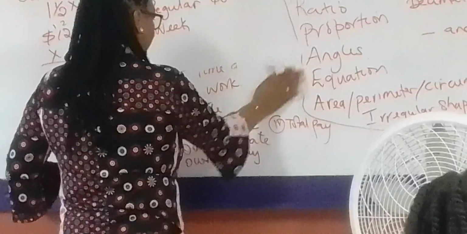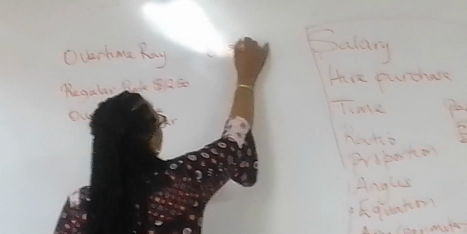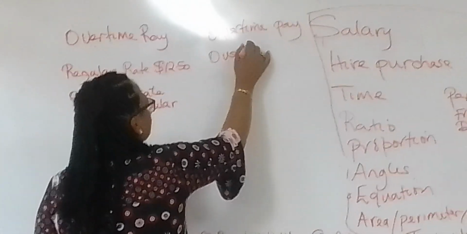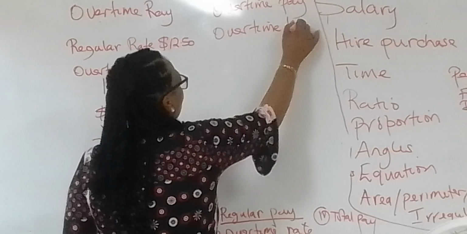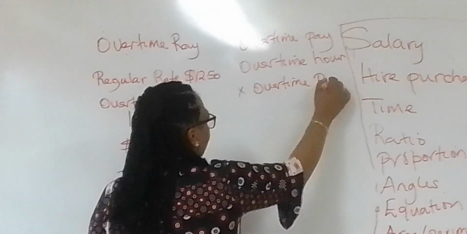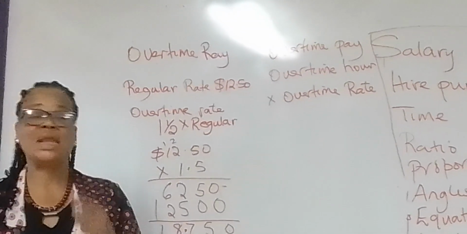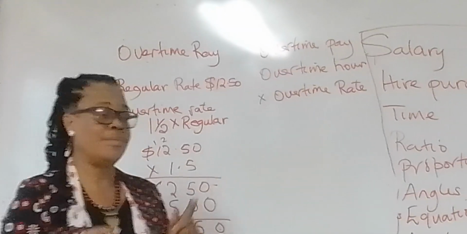Now I'm going to work out his overtime pay. Now, how am I going to get overtime pay? It's going to be overtime hours times overtime rate. My overtime pay, I take my overtime hours and I multiply it by my overtime rate.